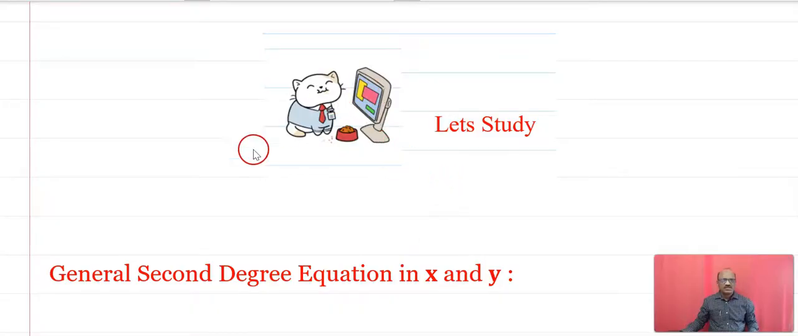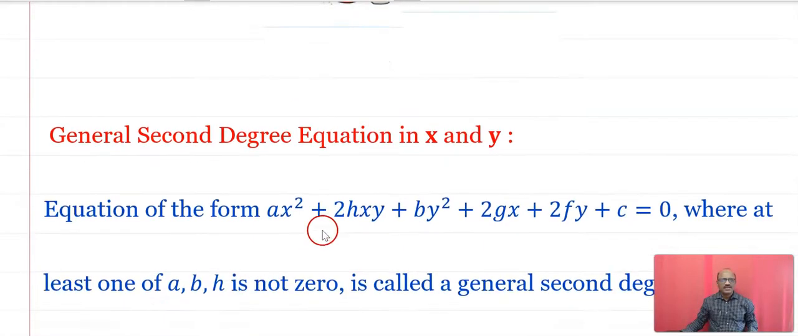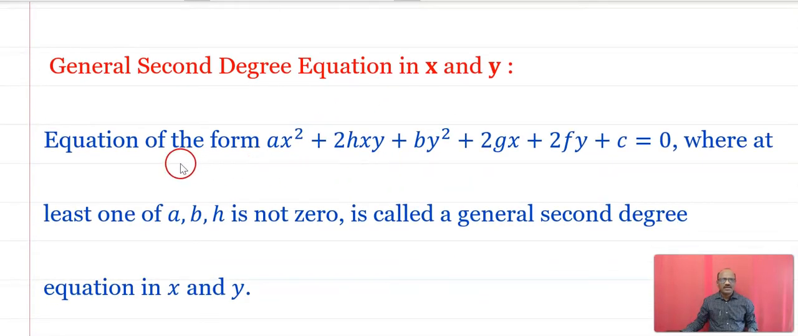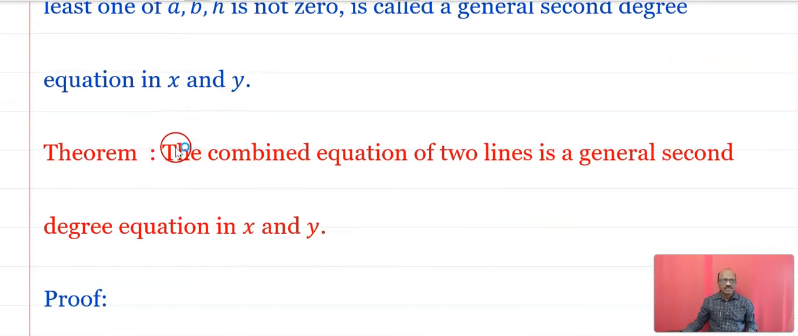Let's study the general second degree equation in x and y. An equation of the form ax square plus 2hxy plus by square plus 2gx plus 2fy plus c is equal to 0, where at least one of a, b, h is not 0, is called a general second degree equation in x and y. Now the theorem: the combined equation of two lines is a general second degree equation in x and y.